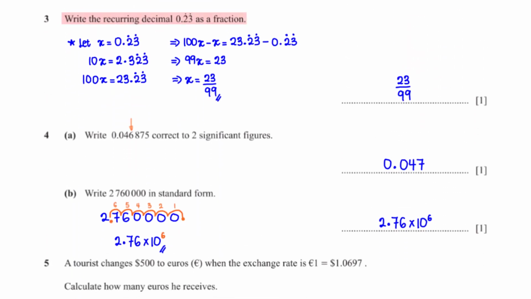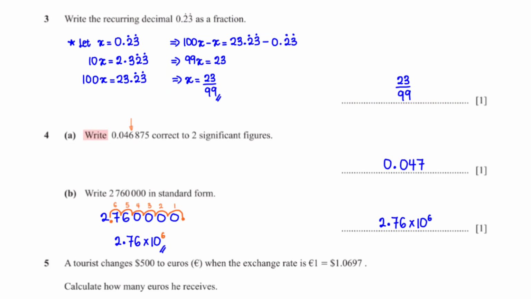Write the recurring decimal 0.23 as a fraction. Let's call the recurring decimal x. When we multiply x by 10, this is what we get. And when we multiply x by 100, this is what we get. x and 100x have the exact same pattern after the decimal point. So we carry them to the next step by subtracting x from 100x. This gives us 99x equals 23. When we divide both sides by 99, we get x equals 23 over 99. This cannot be simplified further, and so that will be our final answer.